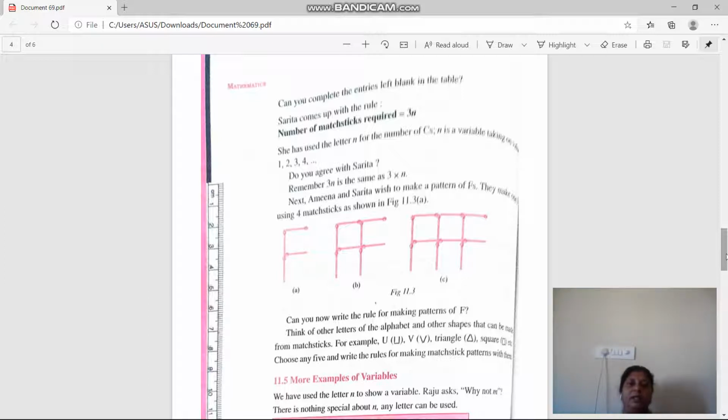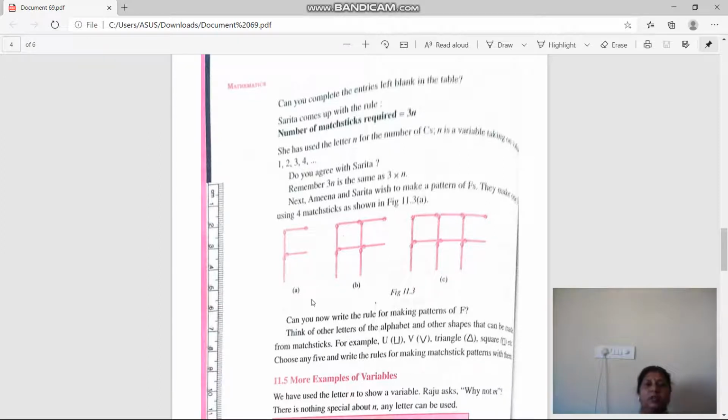Next, Amina and Sarita wish to make a pattern of the letter F. First we made the letter L, second we made C, and now thirdly we are making the letter F. For F, how many sticks are required? 1, 2, 3 and 4. So 4, then 4 and 4, 8, then 12. So 4, 8 and 12.